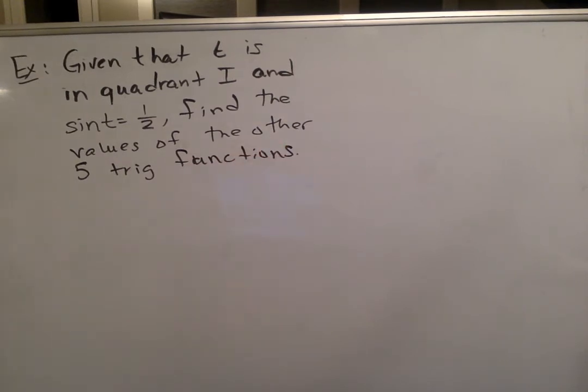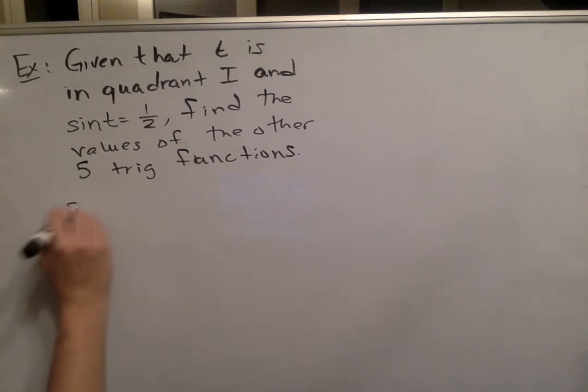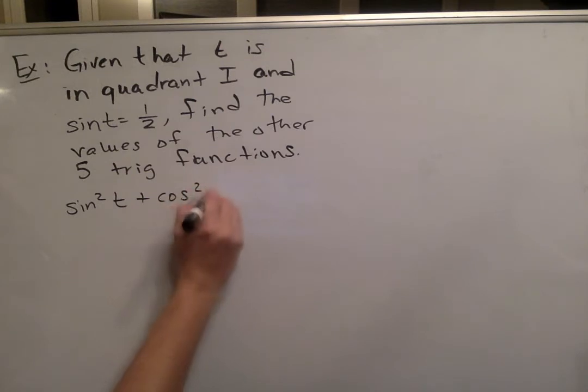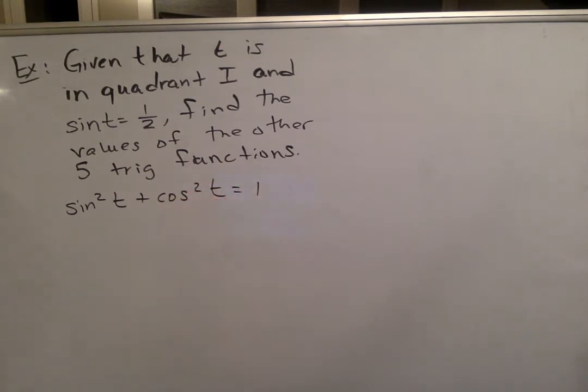Okay. Now, anytime you're given only the value of one trig function, you will need to look down and use those Pythagorean identities. So in this case, because I know sine, I'm going to need to use the Pythagorean identity that has sine in it. So I'm going to be using the one that said sine squared plus cosine squared is equal to 1.